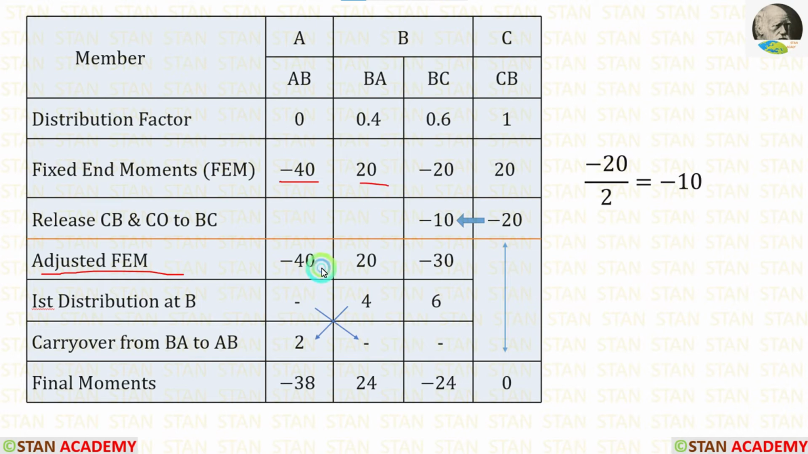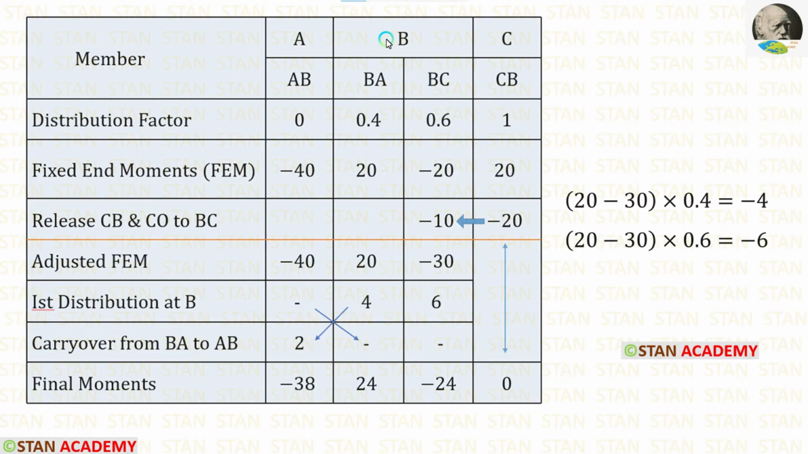Now let us make the adjusted fixed end moments. For AB and BA, there are no changes. For BC, we have to add these two values. After adding, we are getting minus 30. Now let's make the first distribution. The distribution can be done only in the joint. Here there is only one joint, that is joint B. In the joint B, we are having BA and BC. For BA and BC, we are having the fixed end moments. For making the distribution, we have to add these two fixed end moments. Then we have to multiply with the distribution factors.